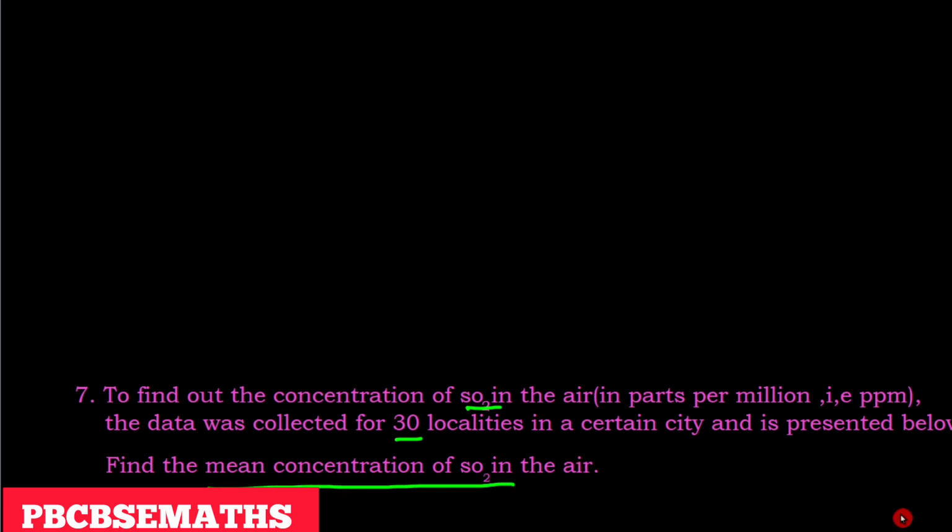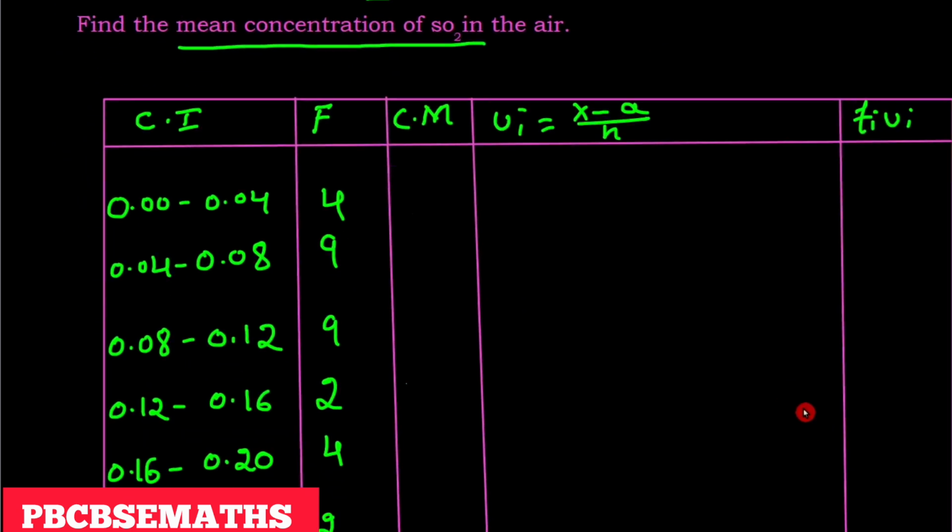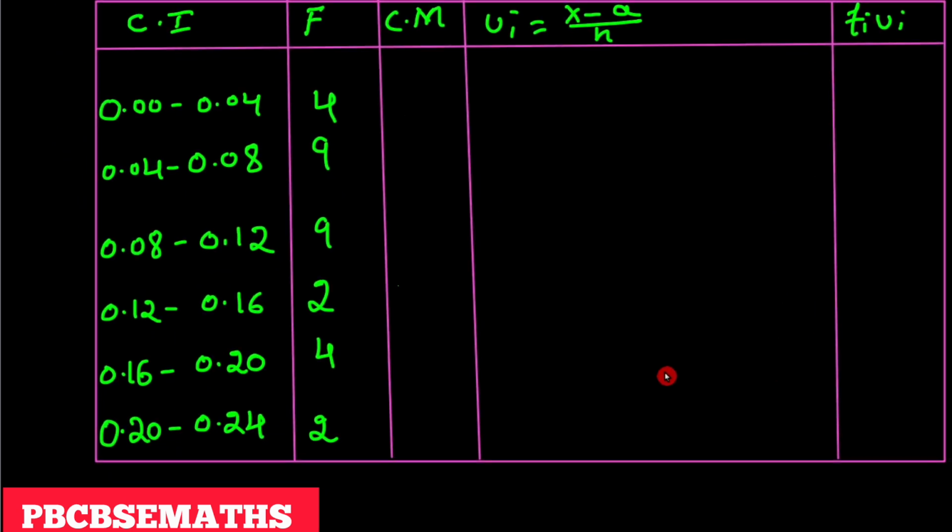So the data is as follows. The class interval is given as 0.00 to 0.04 in 4 localities, 0.04 to 0.08 in 9 localities, and so on. We need to find out the mean concentration of this data. For that, we are going to use the assumed mean method.